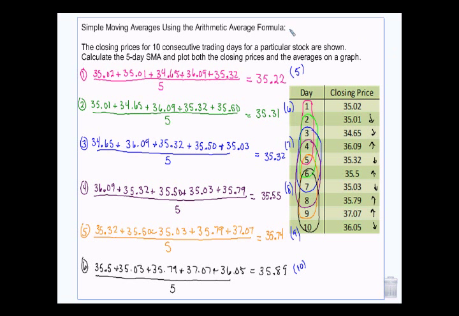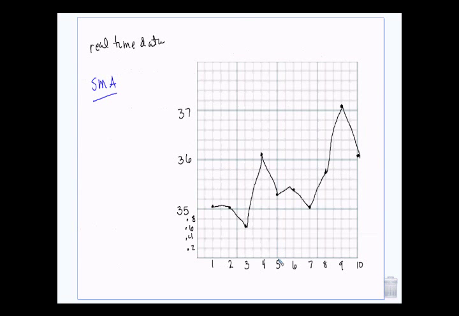Okay. So when we graph this, we start at day 5 with our first average, which is 35.22. Then we had 35.31, 35.32, 35.55, 35.74, and 35.89. I didn't quite graph that properly, but you can see the pattern much easier. So that's just like a picture of what it does.